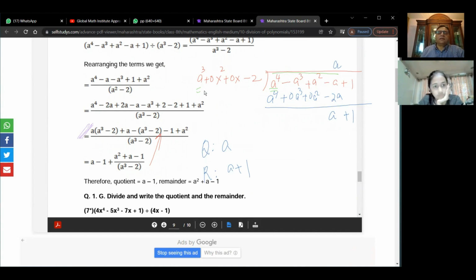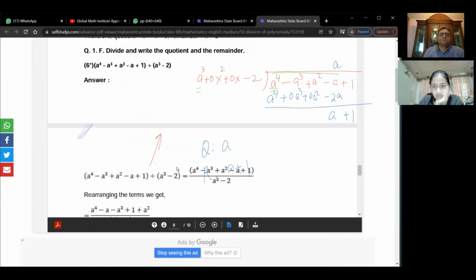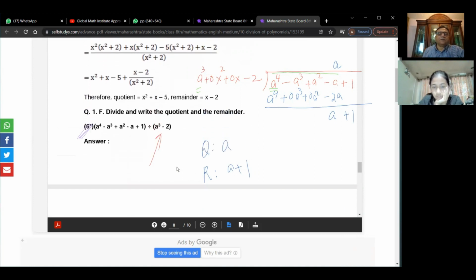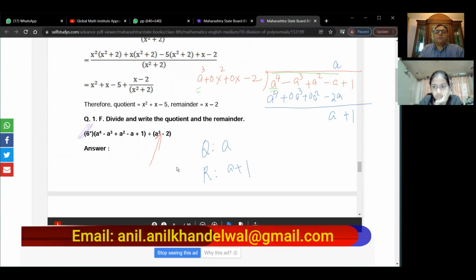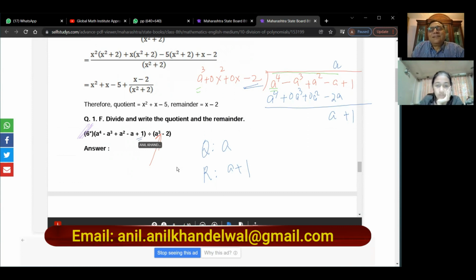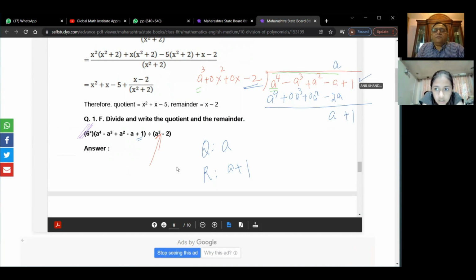Okay, let's see the question once again. Let me see if we copied it correctly or not. Oh, I copied it wrong. I wrote minus 2 here, and this is plus 1, correct? Yes, my plus 1 is correct. A to the power of 4 minus A cube plus A square minus 2, plus 1, that is correct.